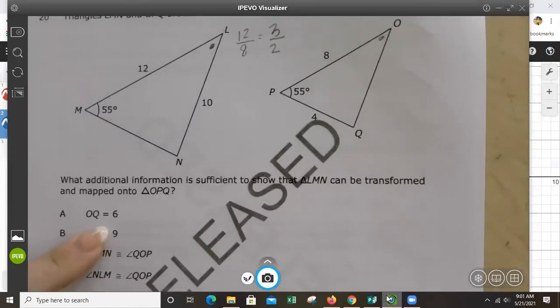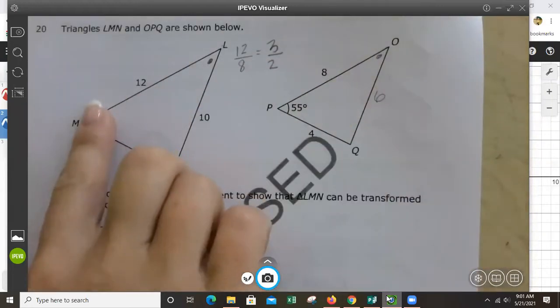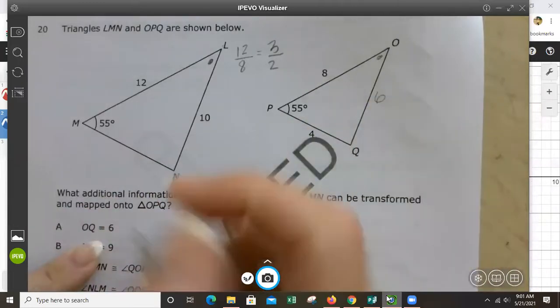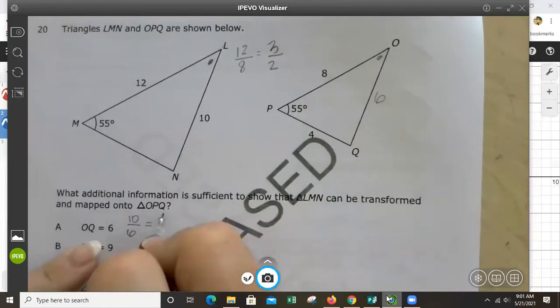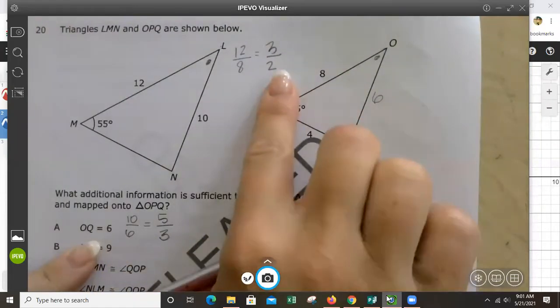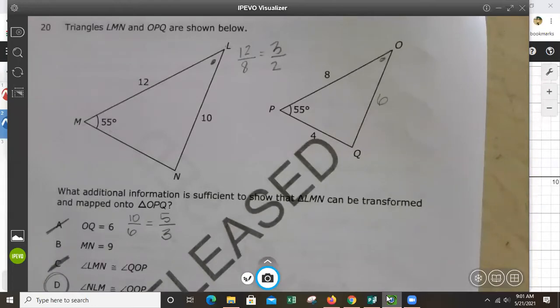All right. It says that OQ has to be 6. So here's what happened. I did 12 over 8. So I did left over right, reduces to 3/2. If I do that for this one, I would do 10 over 6. When I reduce it, divide it by 2, I get 5/3. Is that the same as 3/2? So it would not be in proportion. Everybody see that? That's how your proportions work.